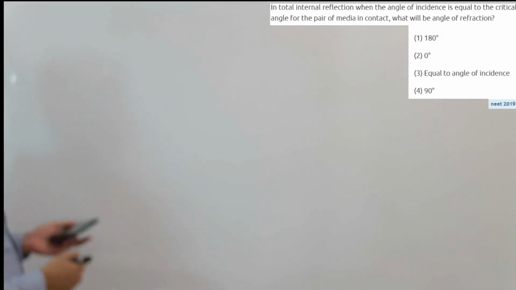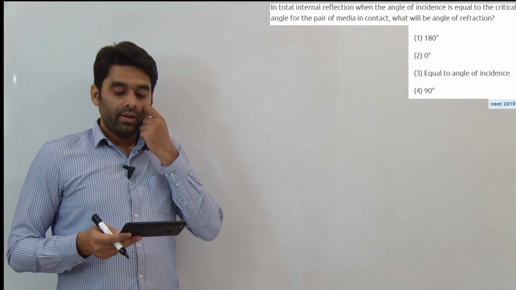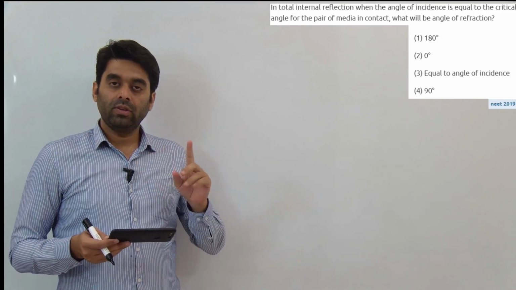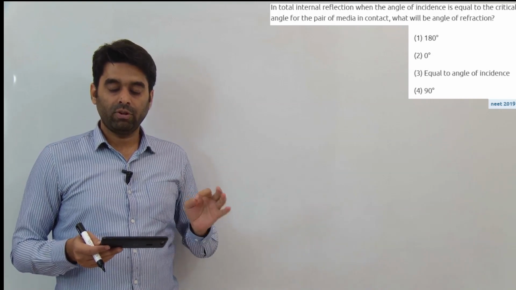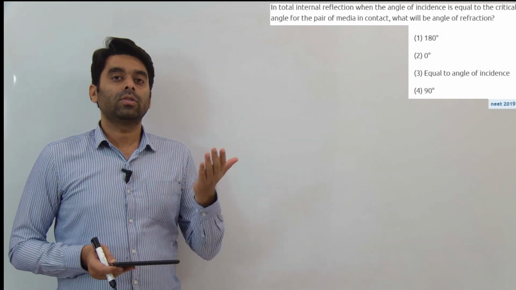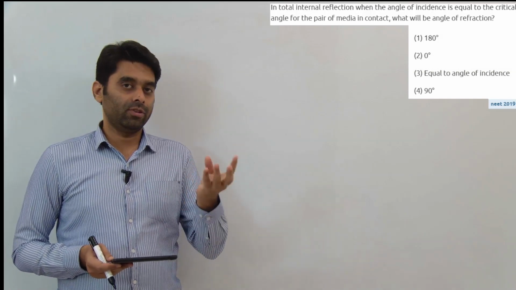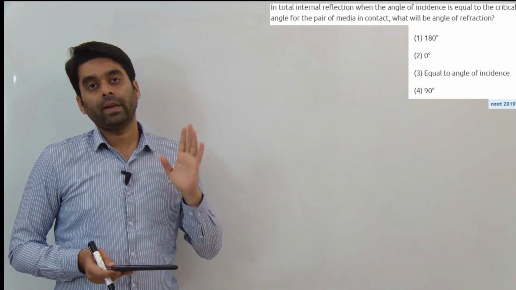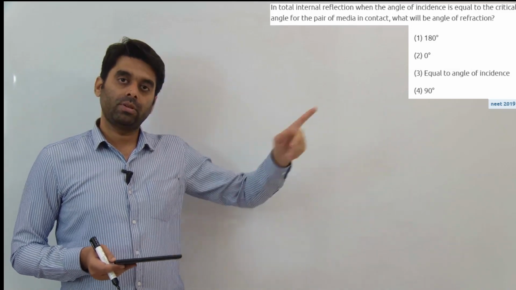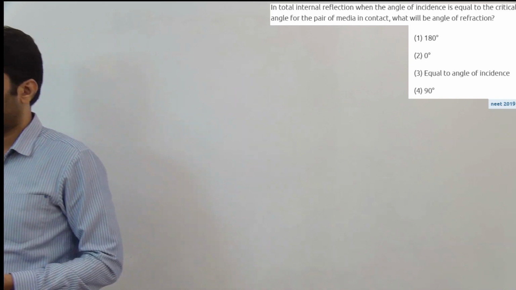Next question. In total internal reflection, when the angle of incidence is equal to the critical angle for the pair of media in contact, what will be the angle of refraction? This is basically a theoretical question. By the definition of critical angle, the angle of refraction in the rarer medium should be 90 degrees, right? So 90 degrees, option number 4 is our correct answer.